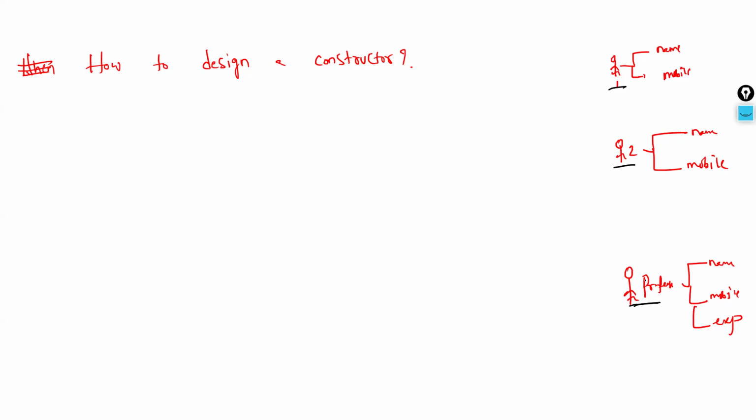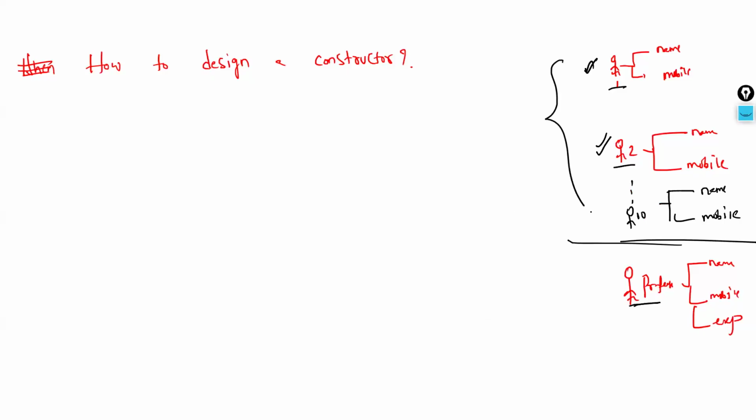Whenever we have to decide to go for a constructor, it is for two or more objects only, not for a single object. When there are two or more objects, like all 10 students, all are students only, then all should have the same data, like name and mobile, name and mobile, name and mobile for 10 different students. So only for multiple objects with similar data do we go for a constructor.